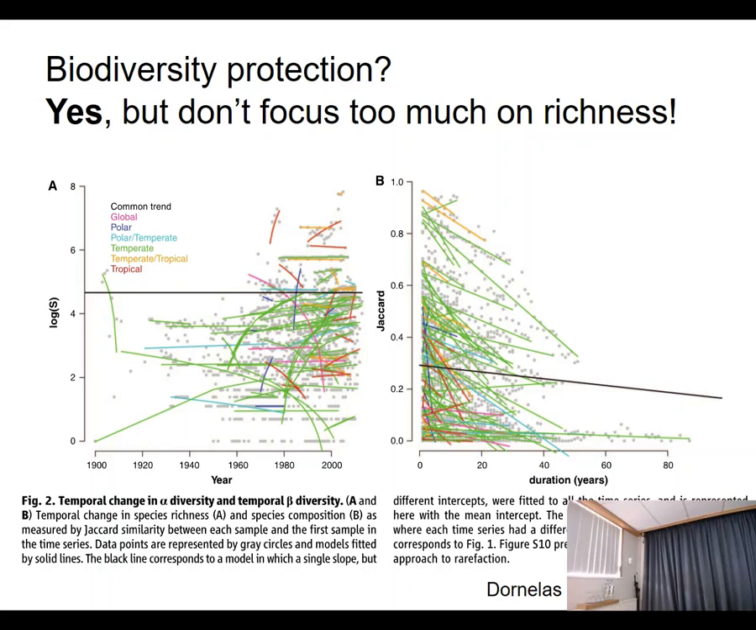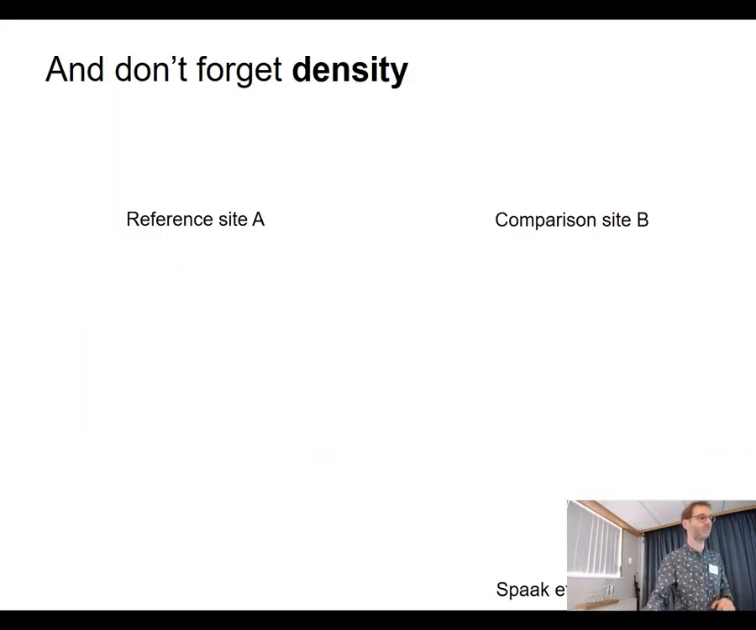But this, however, has some different stories. This is a so-called Jaccard index, and this tells you to what extent there is temporal turnover. The fact that this line is decreasing means that locally, communities are undergoing change. So they are swapping species. They lose a species, but they immediately gain a new species, such that the number of species stays the same, but the composition changes. And this is what is happening actually locally. So this shows that we should not focus too much on richness, but also on things like composition.